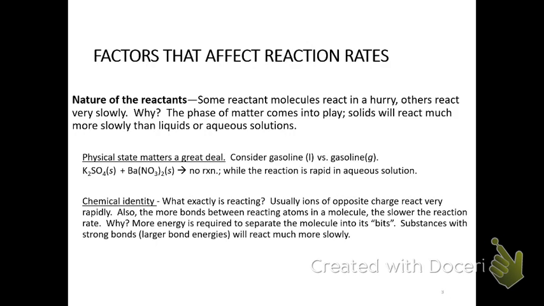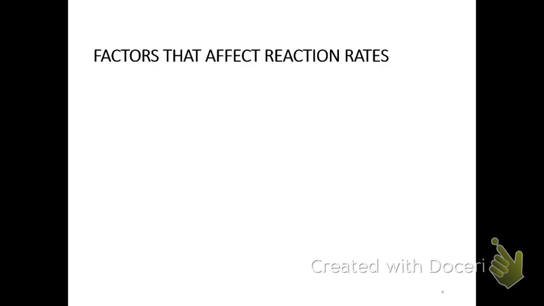The chemical identity, what is exactly reacting? Usually ions of opposite charge, of course, react very rapidly. Also, the more bonds reacting in a molecule, the slower the reaction, and that is because more energy is required to separate the molecules into their parts. Substances with very strong bonds, which is going to be a high bond energy, will react much more slowly. An example of that, it's in your notes: metallic sodium reacts much faster with water than metallic calcium because you have group 1, which are highly reactive, versus group 2, which is not as reactive.